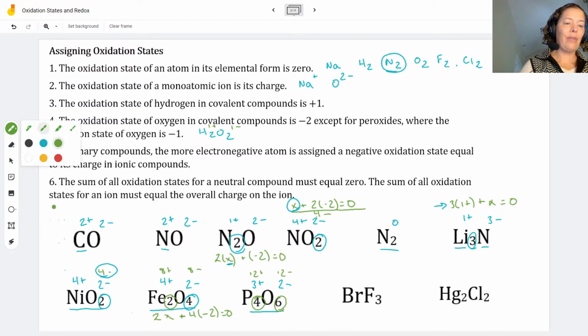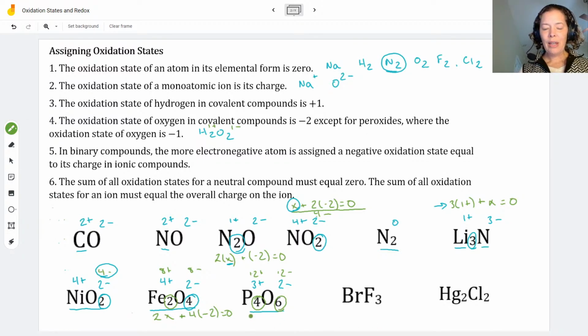Again, I hope that makes sense. I will write down the algebraic expression that I did. So I have 4 times whatever phosphorus is, I call that x, plus 6 times -2. And of course that should equal 0 because we have a neutral compound, so our oxidation states must equal 0.